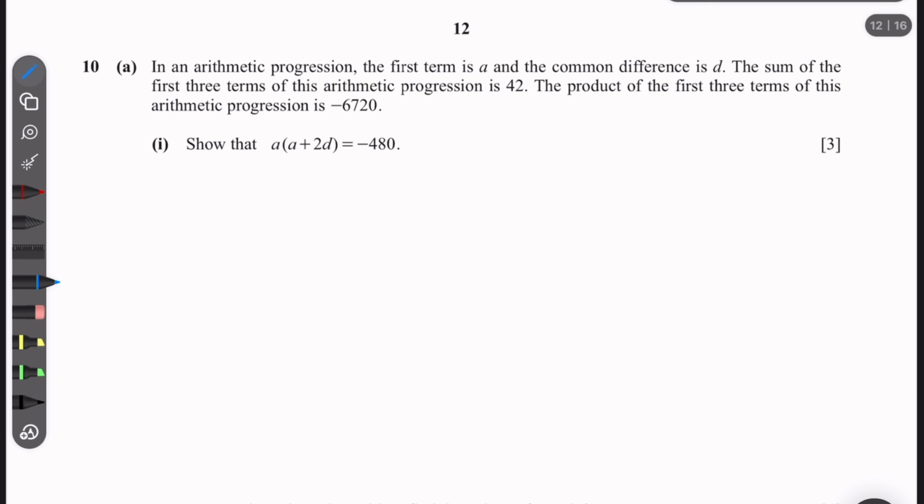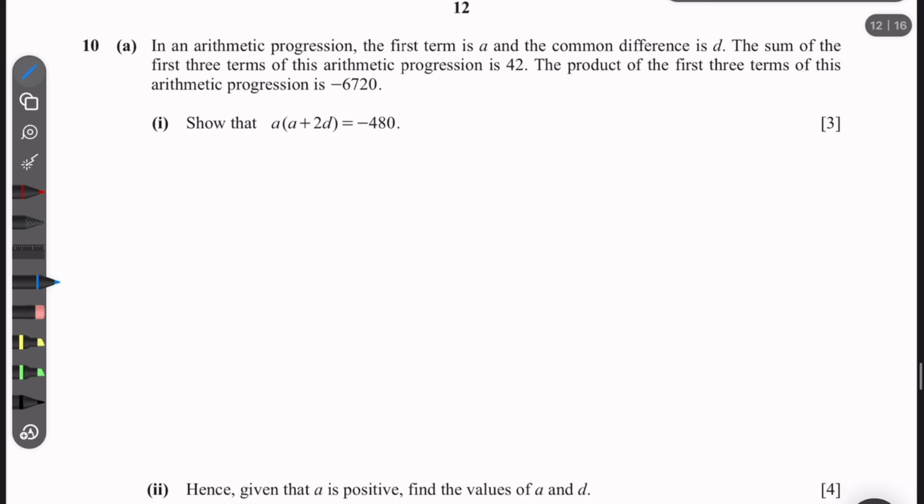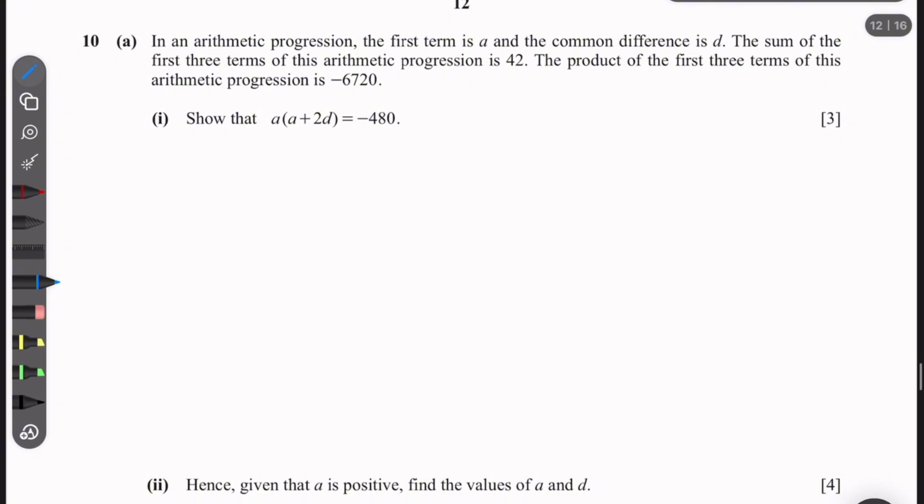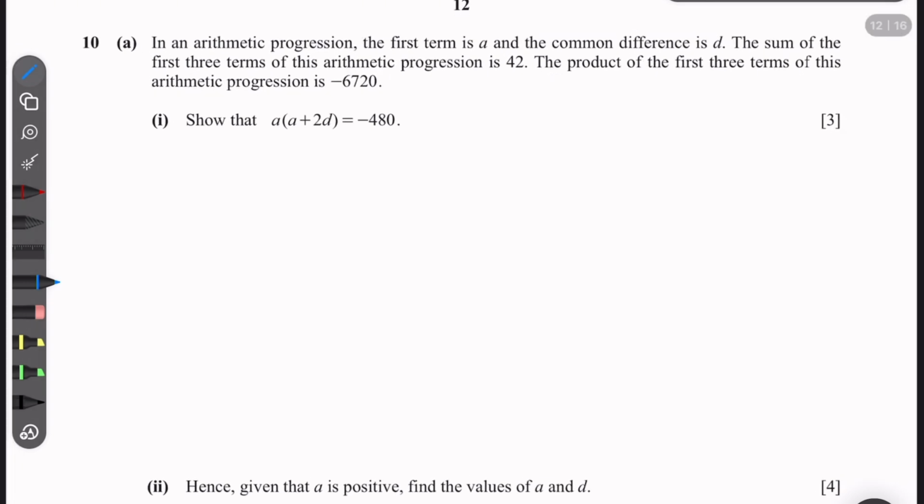Question 10. In an arithmetic progression, the first term is a and the common difference is d. The sum of the first 3 terms of this arithmetic progression is 42. The product of the first 3 terms of this arithmetic progression is minus 6720. Okay, so the sum of the first 3 terms. So this means that n is equal to 3.